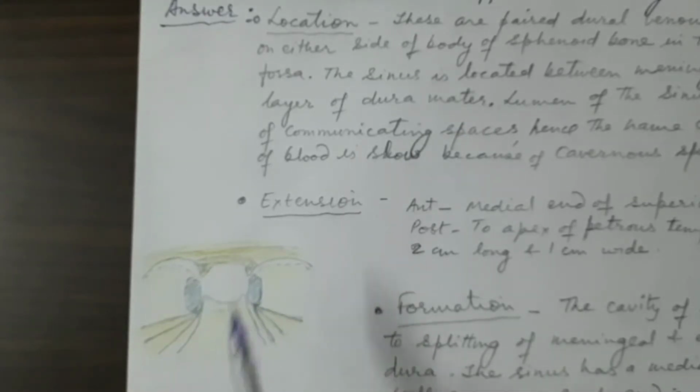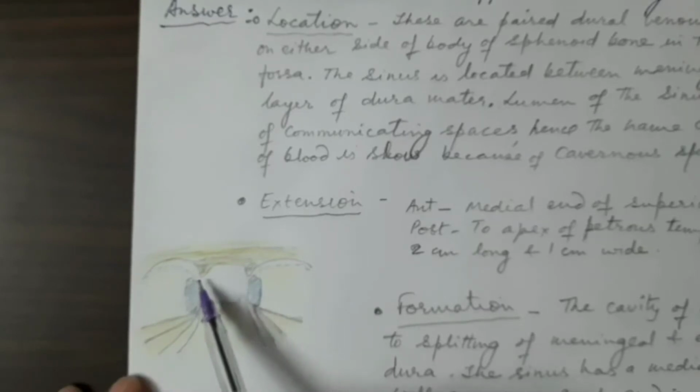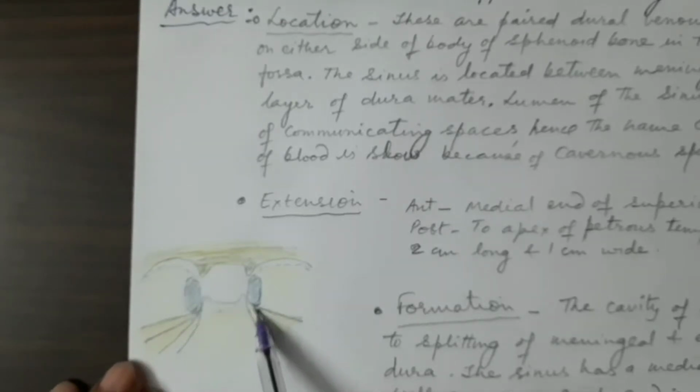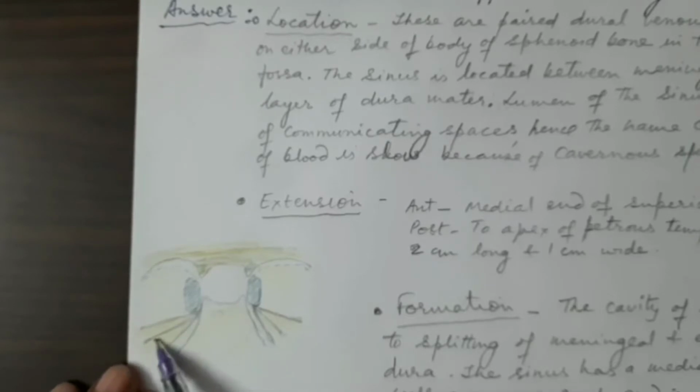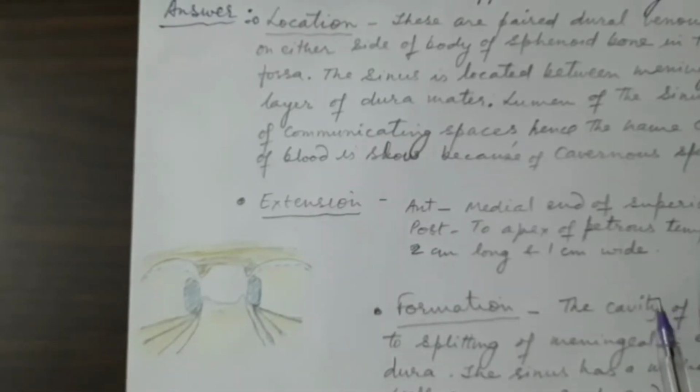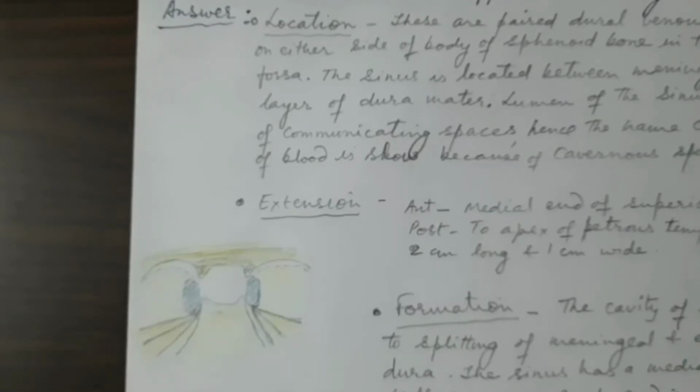So the sinus is located between the anterior clinoid process, with its anterior end close to the superior orbital fissure, and the posterior end of this sinus close to the apex of the petrous temporal bone, within the middle cranial fossa. This is the extension.